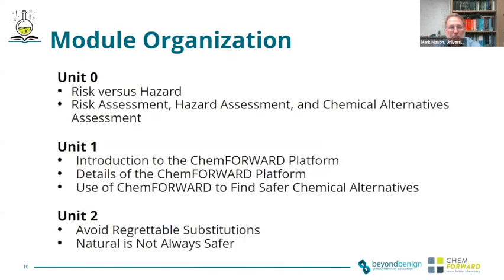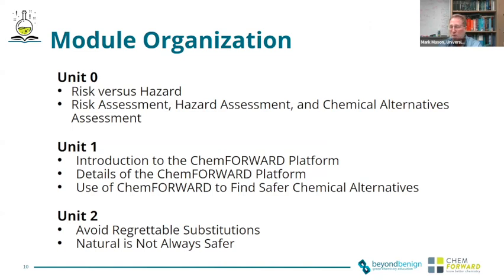So the module is organized into 2 main units, and then unit 0 is really background information. So if you haven't done so already, what you'll find in unit 0 is background information on risk and hazard, and the difference between risk assessment, hazard assessment, and chemical alternatives assessment. There are also some links and other reference materials that you can use to supplement this material.